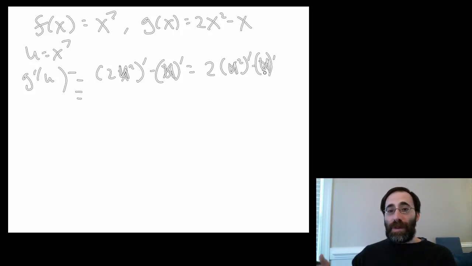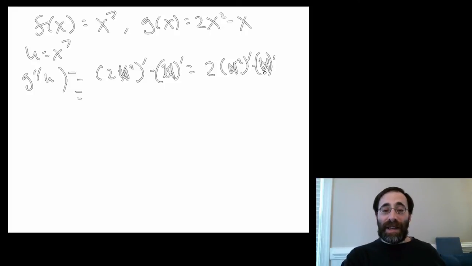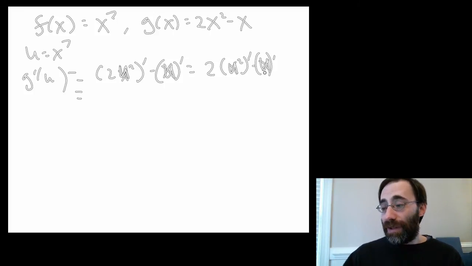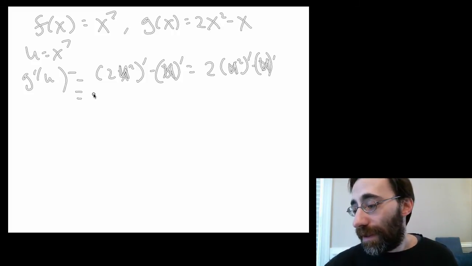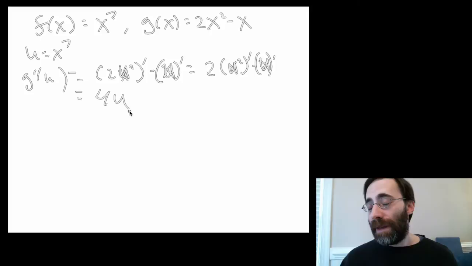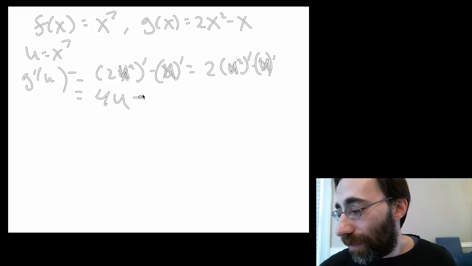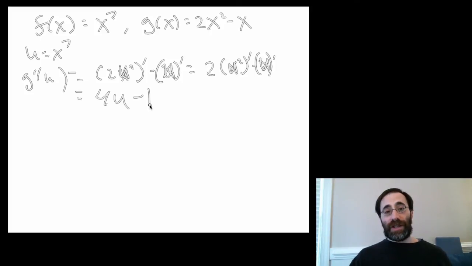That's important because when you go back to put things back in again, you want to make sure that you're putting the right thing back in. You want to put f of x where the u is. If everything's x, it gets confusing. Okay. So these are all u's. The derivative of u squared is 2u, so that first term is 4u. The derivative of u is 1. So there's g prime of u.